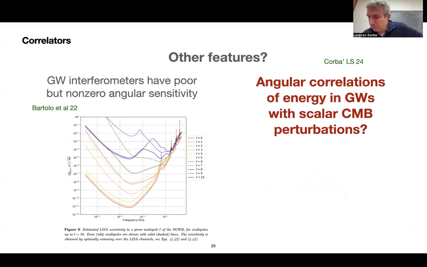Okay, in the last minute or so, I'm going to discuss two last aspects. One is angular correlations. The gravitational wave interferometers have poor but non-zero angular sensitivity. So one can ask the question whether there can be some angular correlations in the energy between gravitational waves and scalar CMB perturbations. This is work I did with my student Sofia Corbat, and I very strongly encourage you to watch her talk because she's going to talk about this.